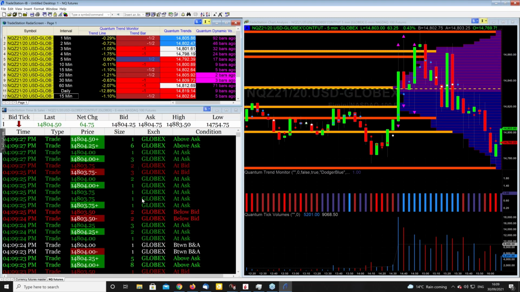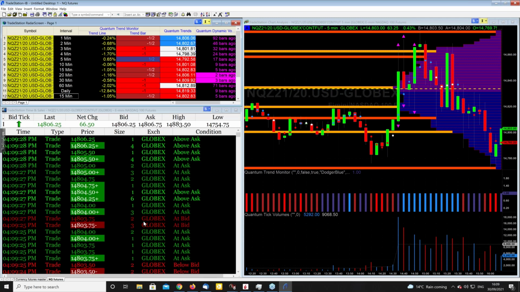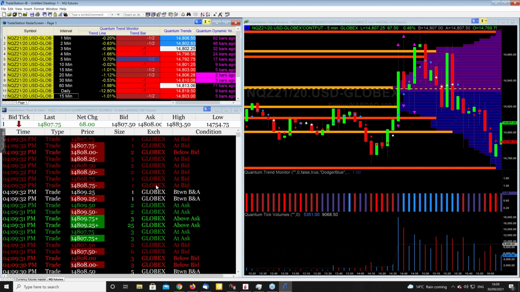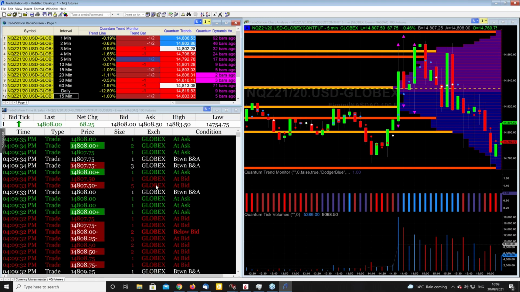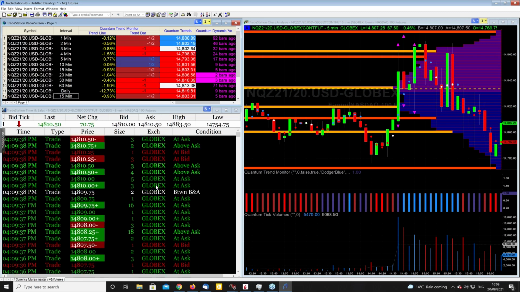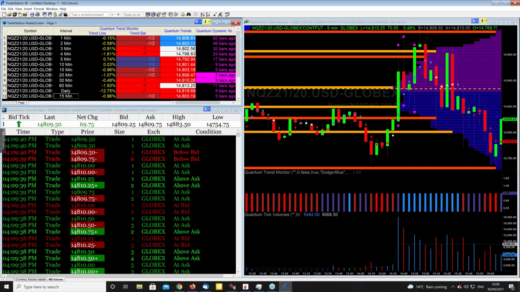I'm not interested in the 1s and 2s and 10s. They're just noise level. What I am interested in is those big numbers. Anything over 50, 100, 150, those big blocks that go through in one. Those are the ones I'm really eyeballing, and I want to see how the price action reacts to it.